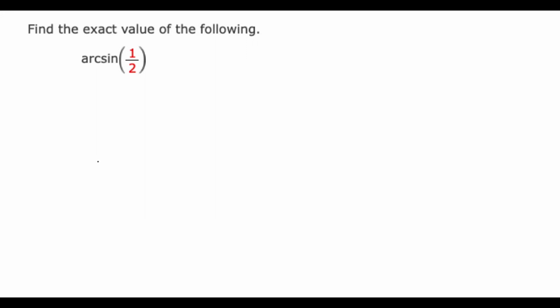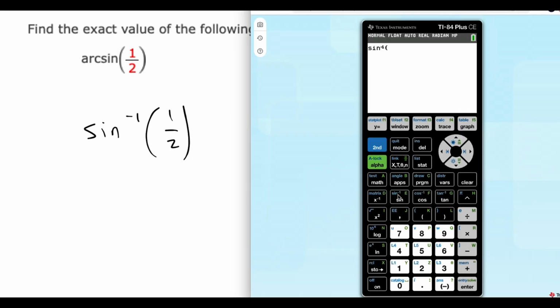So we want the exact value of arc sine 1/2. This is the same thing as saying the sine inverse of 1/2. So you can go to calculator and try it. Now, when it gives us this answer, it's probably irrational.